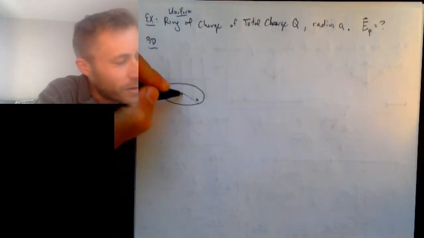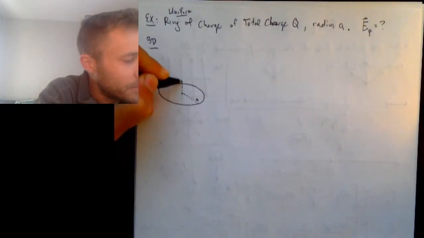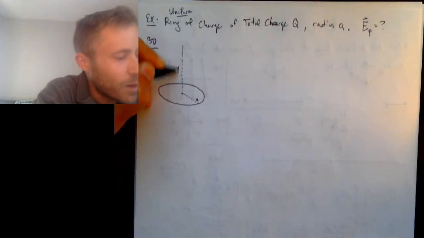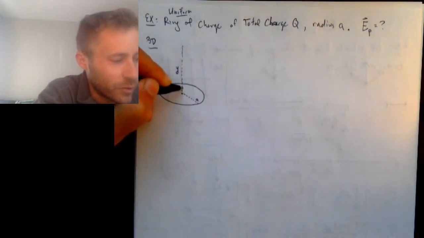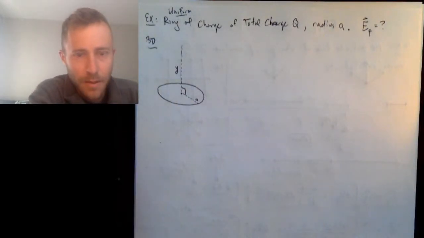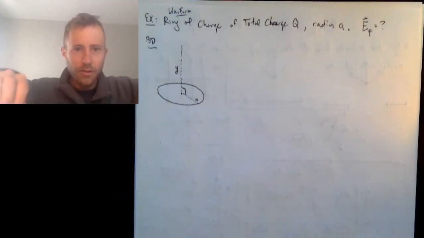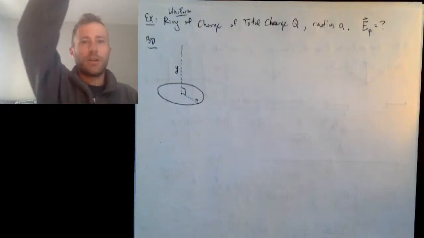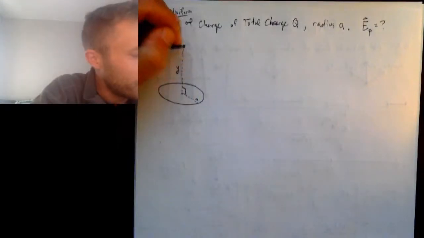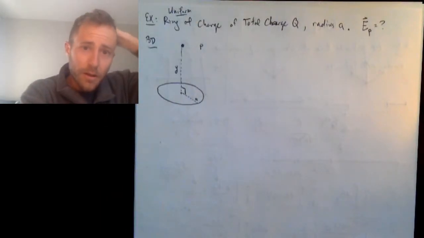You take the center of the ring and you go up a distance y. And this is a right angle here, so this is perpendicular. So if you think about this ring as a plate, you're taking the center of the plate and you're going directly above that a distance y. And there's your point P.